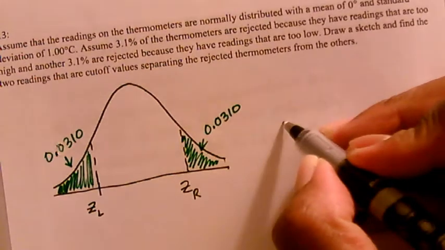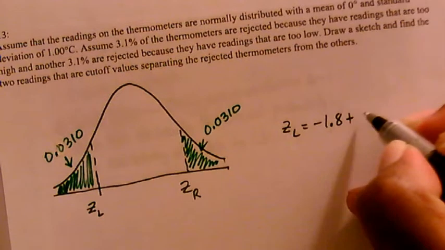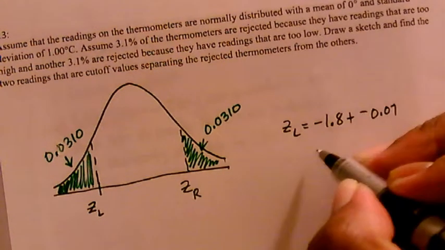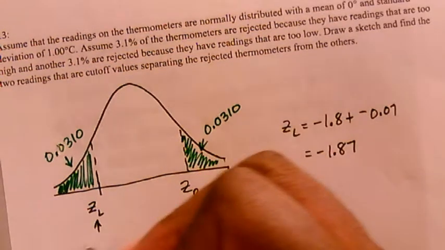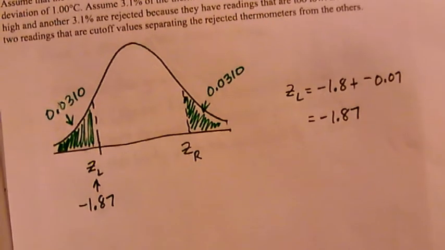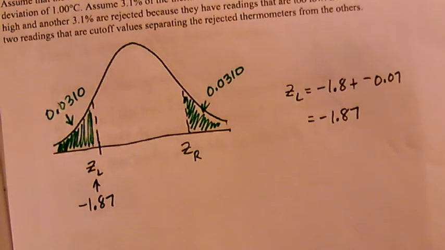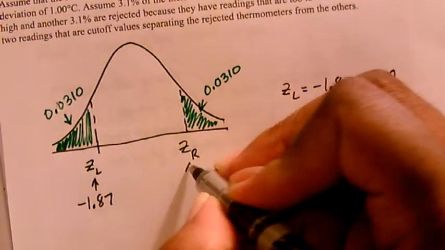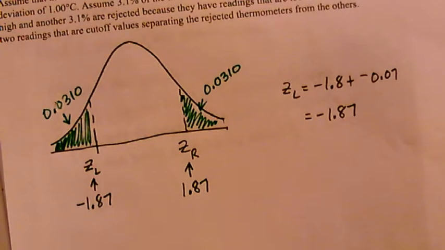So for this one, that's negative 1.8 plus negative 0.07, which will be negative 1.87. So that z value on the left will be negative 1.87. Well, I did mention that these areas are the same. So if this is negative, the other one has to be positive. So it'll be a positive 1.87, because their areas are the same.